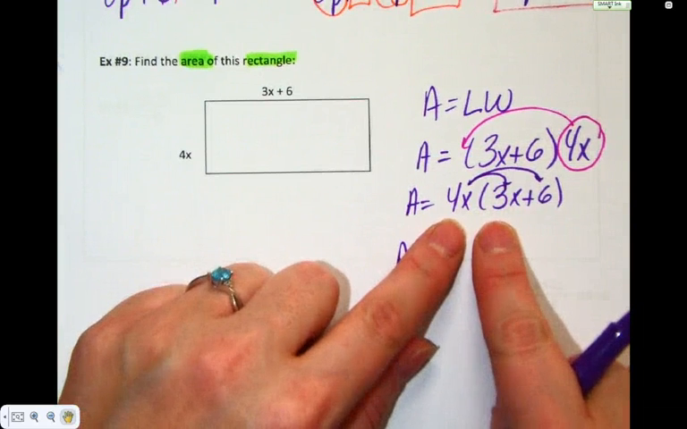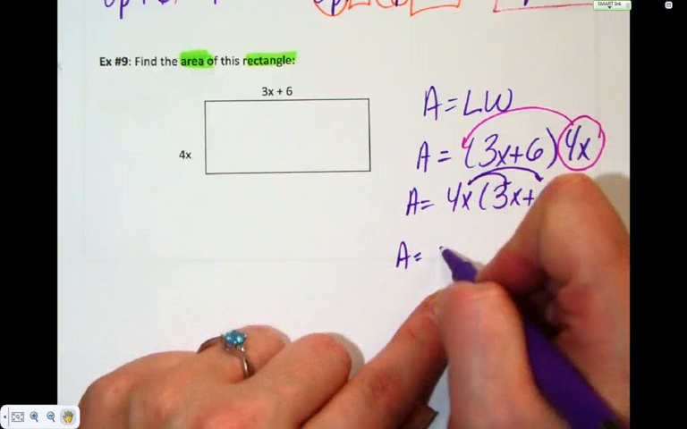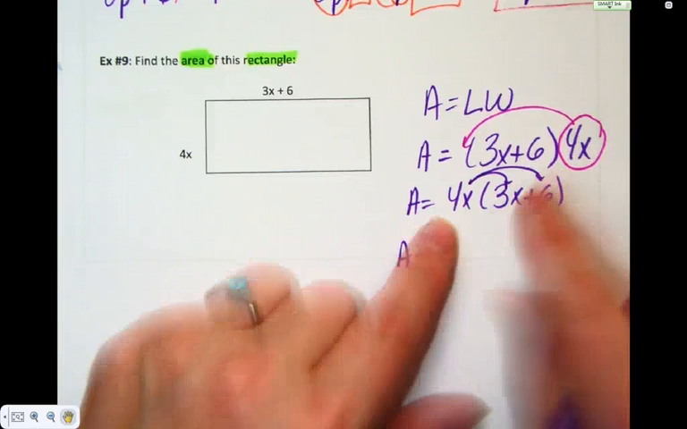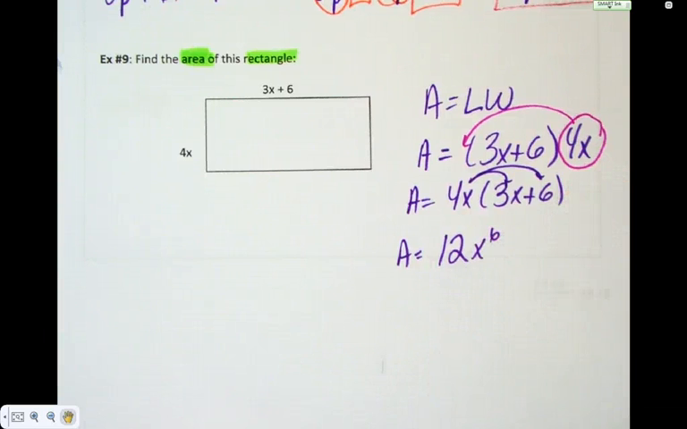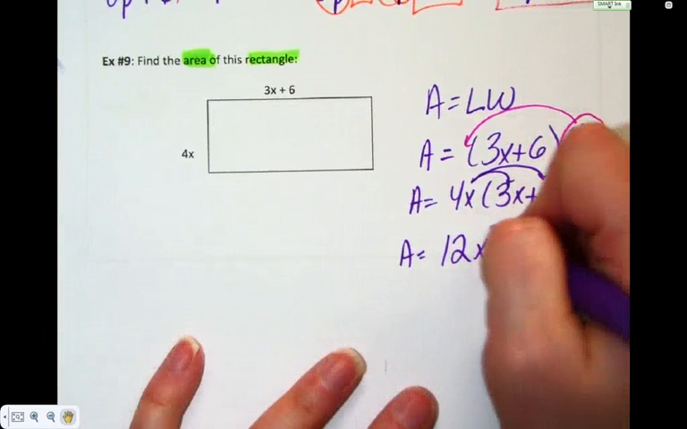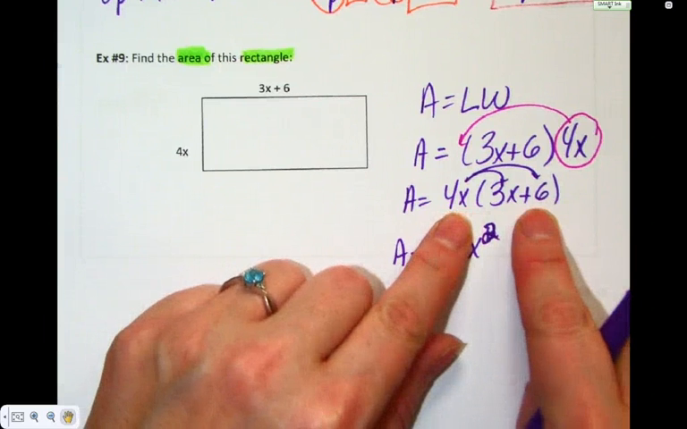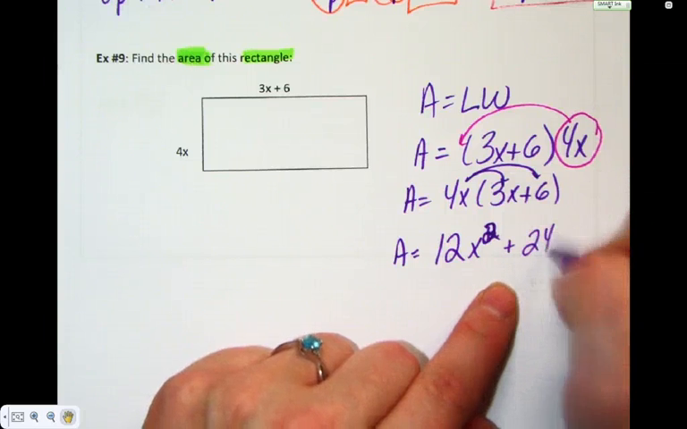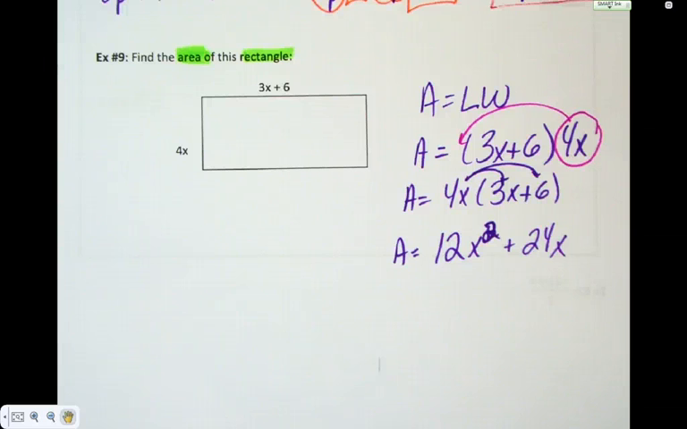A 4x times a 3x, 4 times 3 is? 12. X times x is? X squared. There we go, x squared. The second term of 4x times a 6, well, 4 times 6 is? 24. And the x that's hanging around? Smush it on. There's the area of the rectangle.